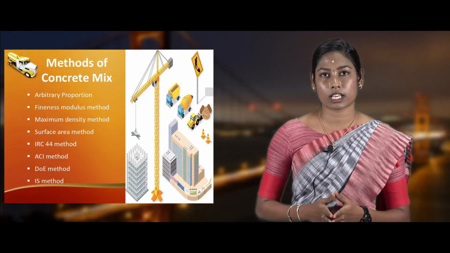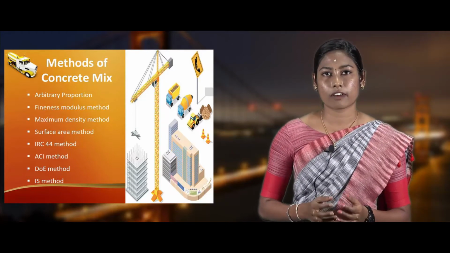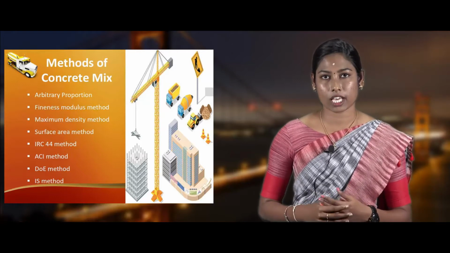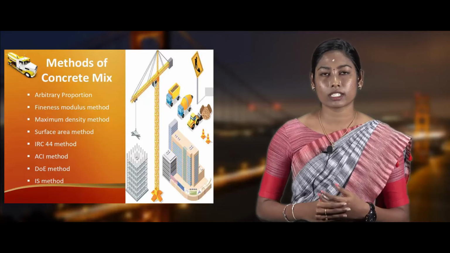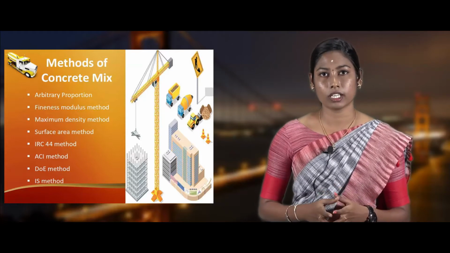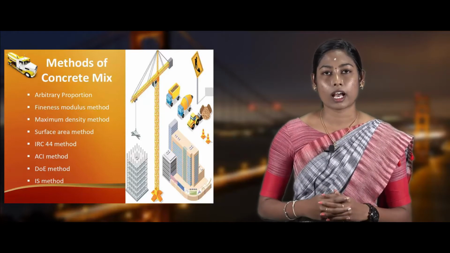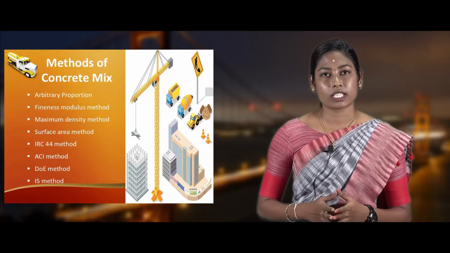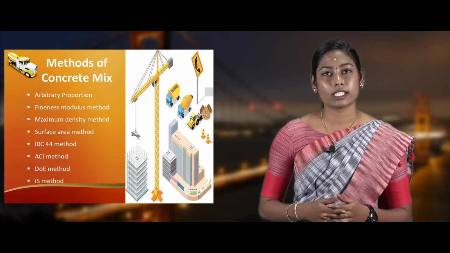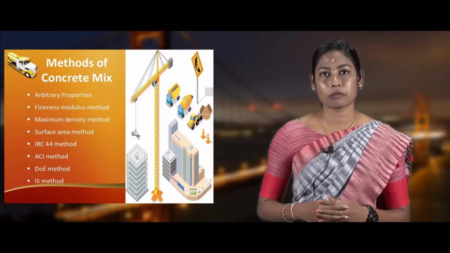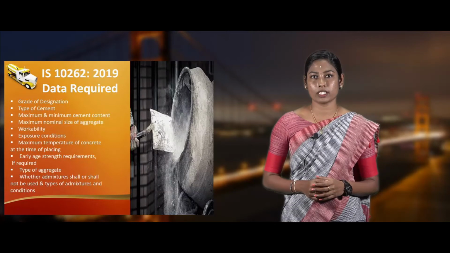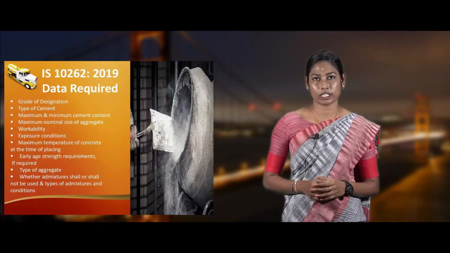The various methods are arbitrary proportions, fineness modulus method, maximum density method, surface area method, Indian Road Congress, that is IRC 44 method, Indian Standard method, American Concrete Institute, that is ACI method, Department of Environment, that is DOE method, and mix design for pumpable concrete. Let's see the concrete mix design by IS 10262 2019.